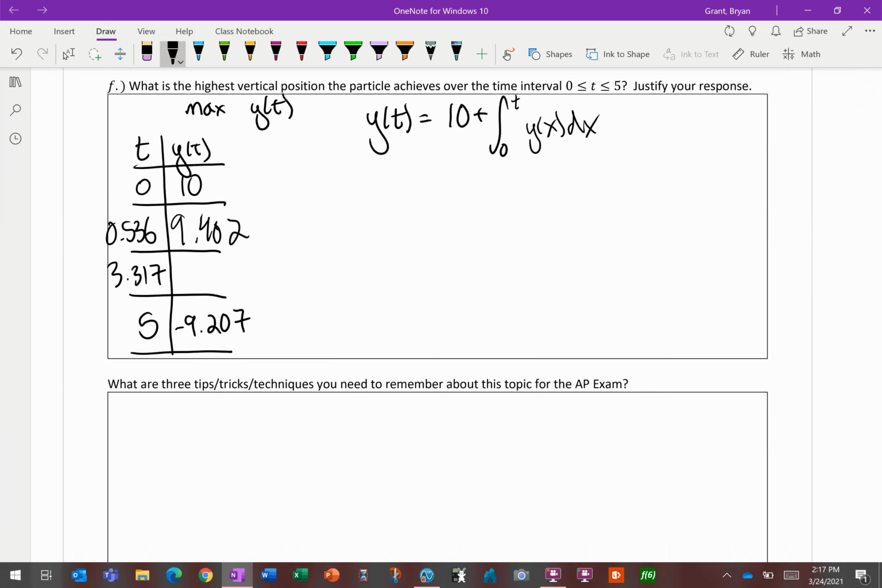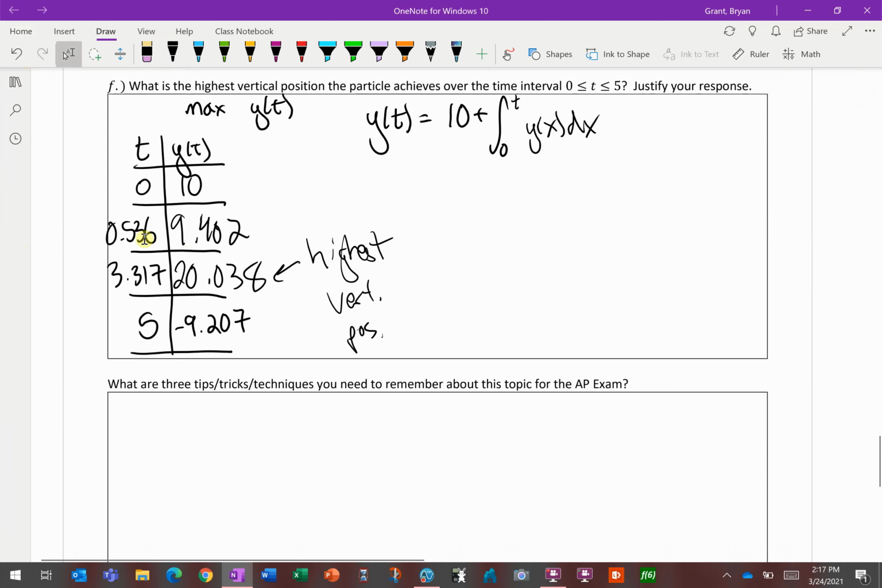Excuse me, I said switch screens. There we go. 20.038. We're looking for the highest vertical position. That's that guy right there. Highest vertical position. So we are pretty much done at this point.